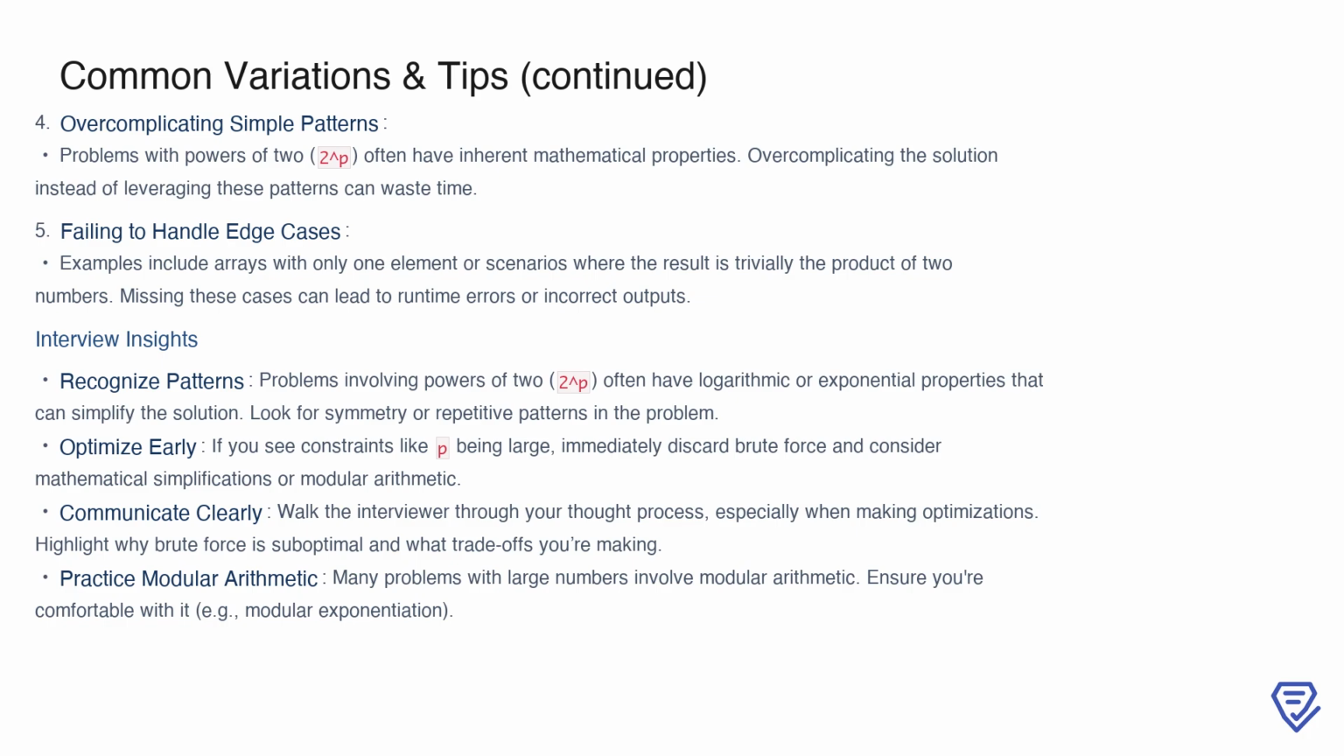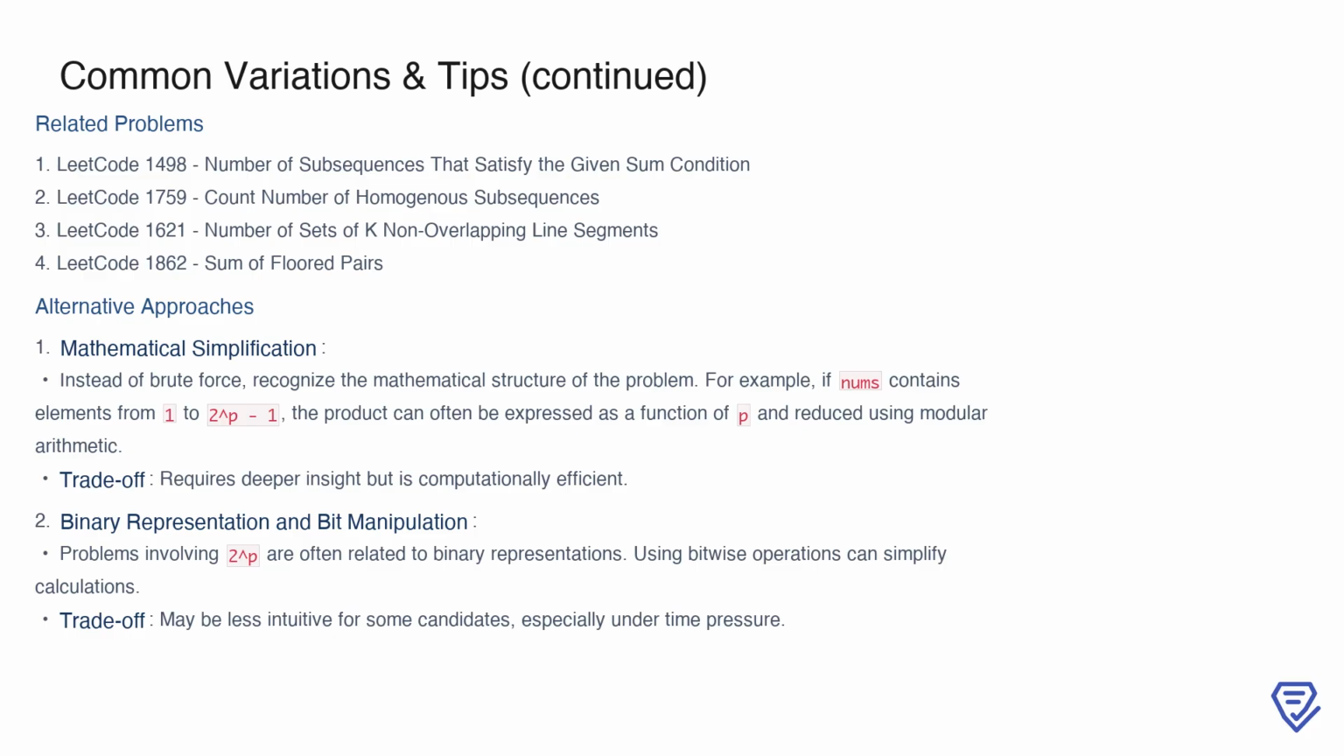Finally, take time to practice modular arithmetic, as it's a recurring concept in problems involving large numbers. Techniques like modular exponentiation can be invaluable in these scenarios. Understanding related problems can also help you approach this challenge more effectively. For instance, LeetCode problems like 1498, 1759, 1621, and 1862 all involve mathematical patterns, constraints, or optimizations that might be useful here. By studying these, you'll gain a broader perspective on how to tackle similar challenges.